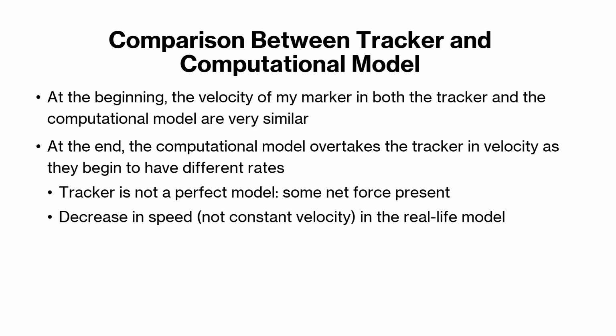Initially, the velocity between the tracker and the computational model were incredibly similar. However, towards the end, the computational model's rate overtook the tracker's and proceeded at a steeper constant rate. This means that eventually the tracker began to decrease in speed due to some net forces being present, as this is a real-life model.